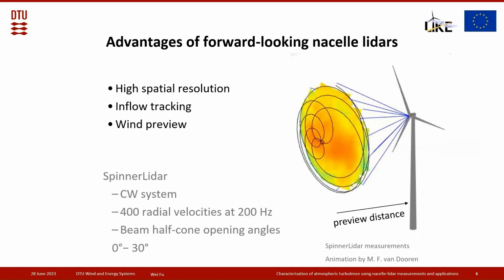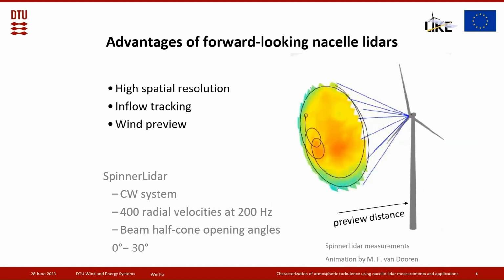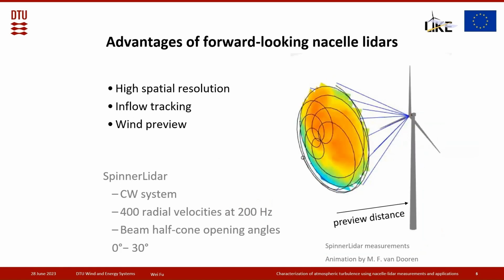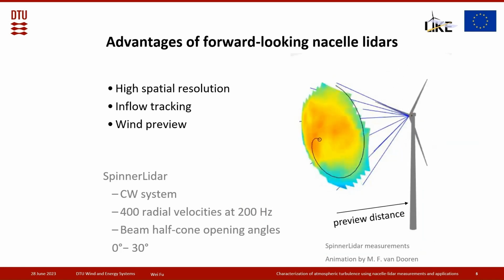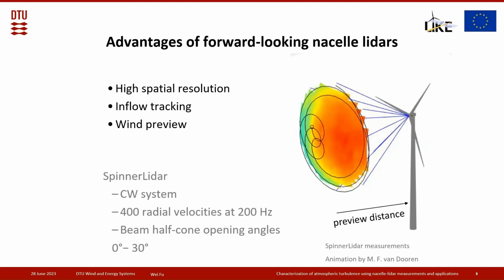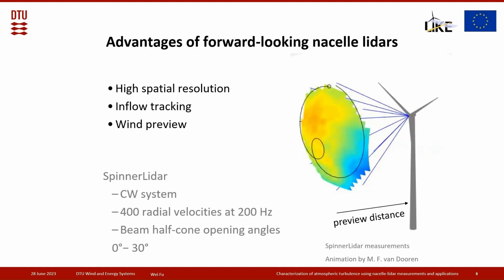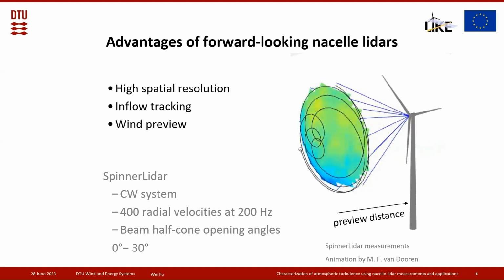Here on the right side, I'm showing an animation of the spinner LiDAR. It measures the inflow with a rosette pattern, as you can see this black curve. The spinner LiDAR is first designed to be installed in the spinner and thus got its name, but it can also be used on the top of the turbine. Here, the color shows the radial velocity measurements from the spinner LiDAR.